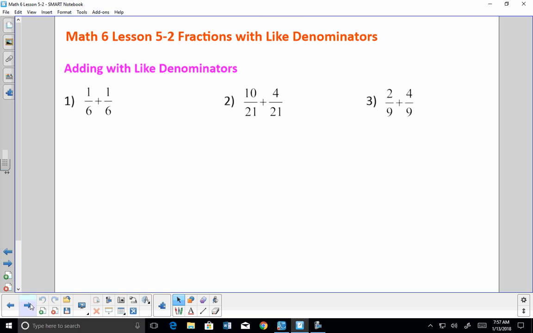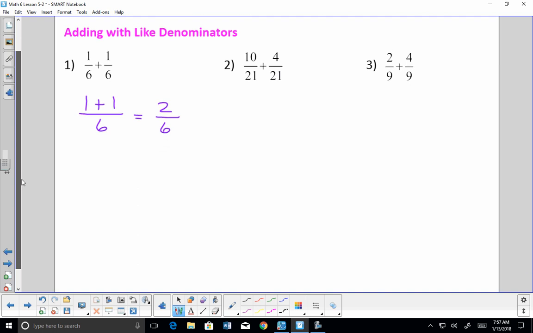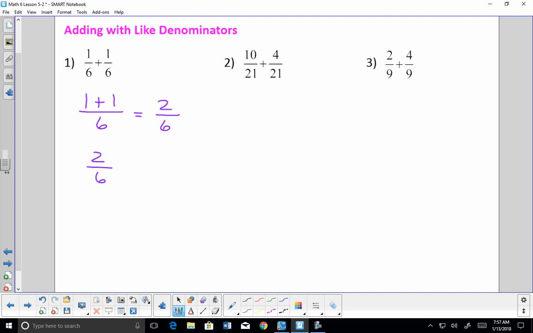So let's add some like denominators. If I have 1/6 plus 1/6, that means I'm going to do 1 plus 1 all over 6. 1 plus 1 is 2. I get 2/6. 2/6 is not in simplest form, so I need to reduce it. If I divide the numerator by 2 and the denominator by 2, I would get 1/3. So 1/6 plus 1/6 equals 1/3.